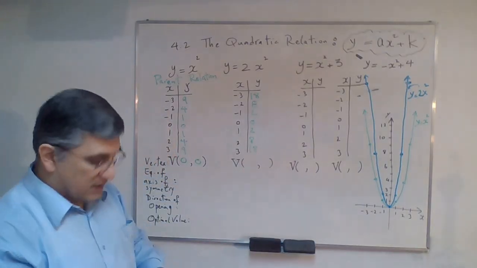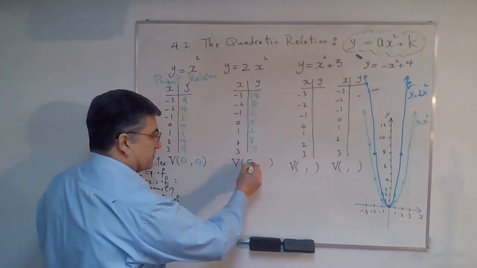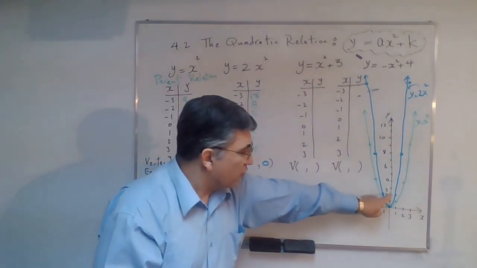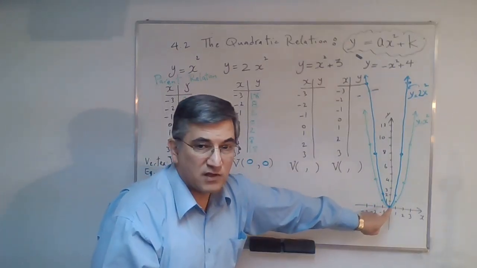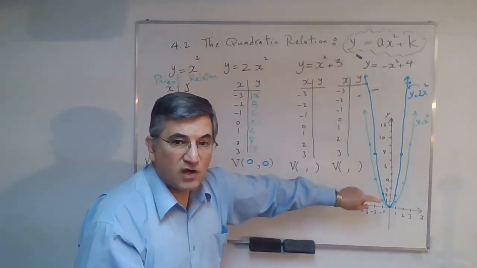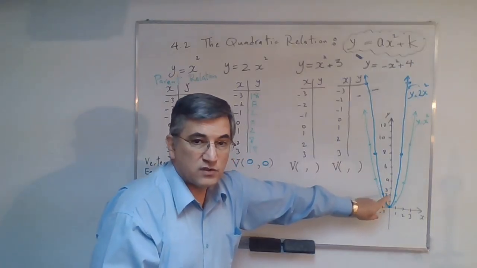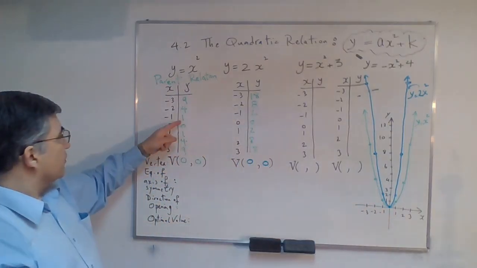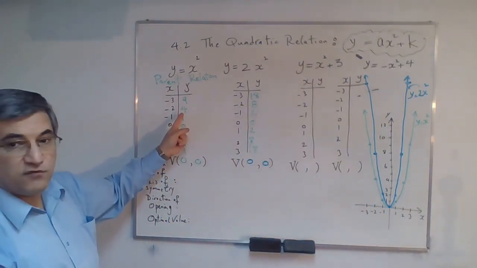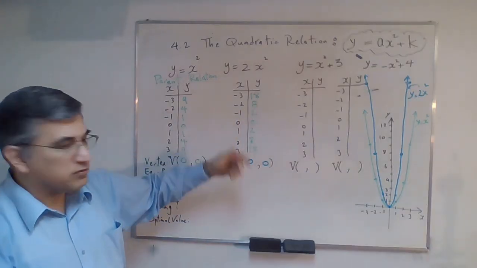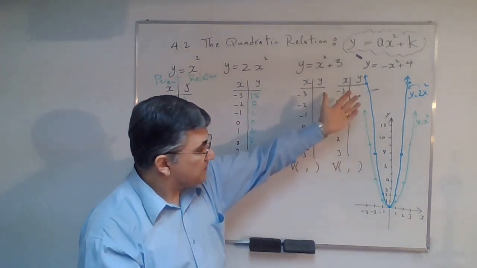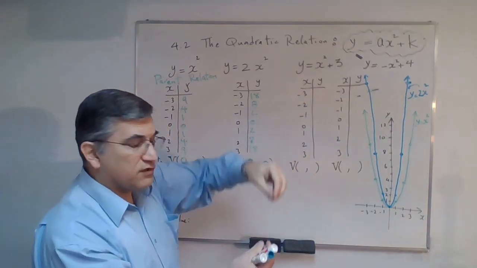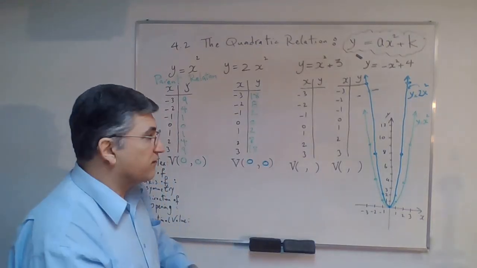The vertex is still at 0, 0. So I may write down here 0, 0, because the vertex didn't change. But then every other point on the green parabola has a y coordinate which is double the y coordinate of the point on the basic parabola. So we had a y coordinate of 1 before, now we have a 2. We had a y coordinate of 4, now we have an 8. So everything is doubled. And as a result, you see that this blue parabola is sort of vertically stretched by a factor of 2, we say.